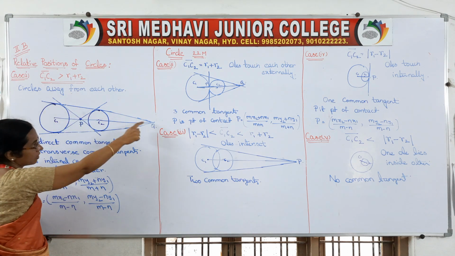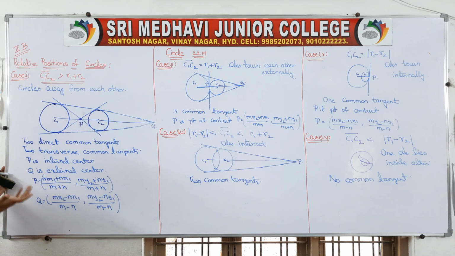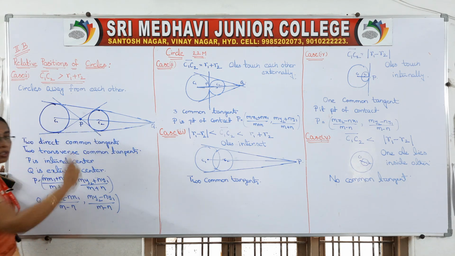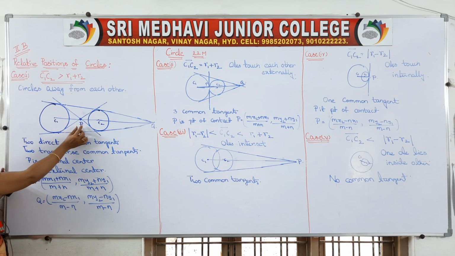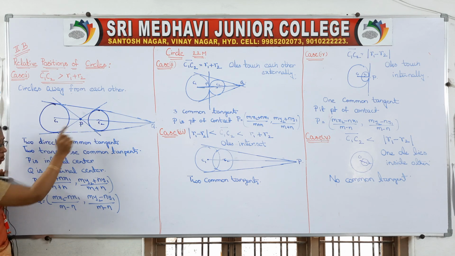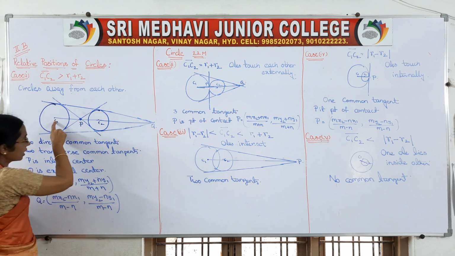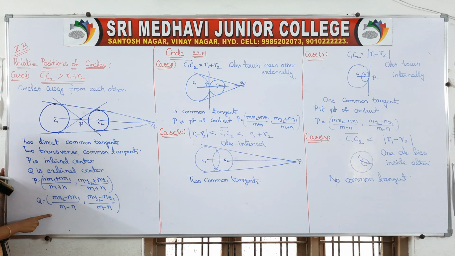And the point of intersection of direct common tangents is called the external center. Why is it external? Q lies outside of C1, C2. So, Q is the external center of C1, C2. If you want to find the internal center, you have to take the internal bisection formula. Why? P divides C1, C2 internally, internal bisection formula. Q lies outside of C1, C2. Q divides C1, C2 externally. That's why you have to take the external bisection formula.